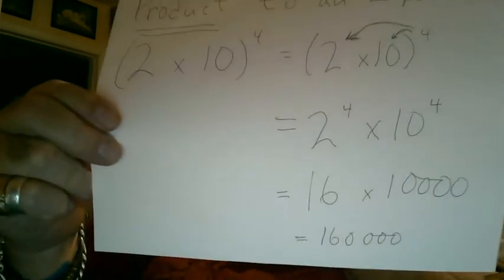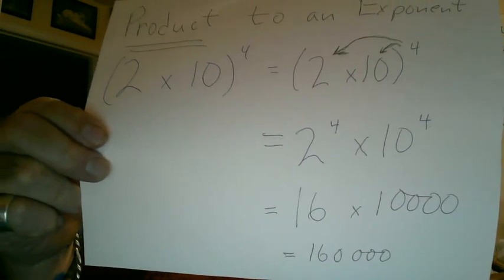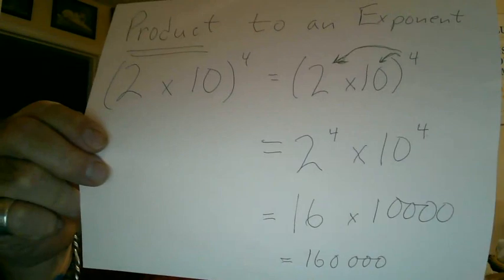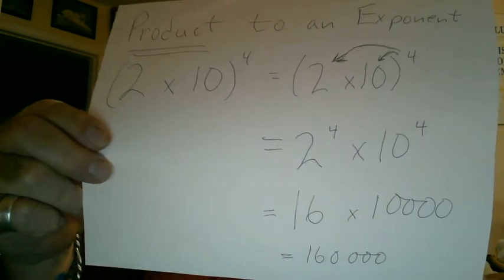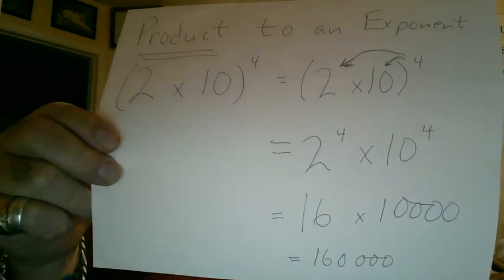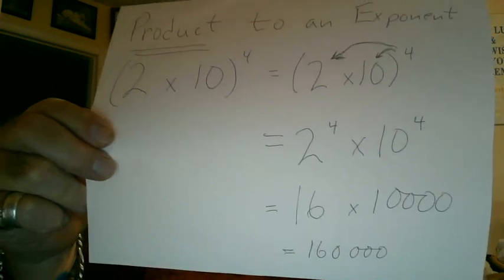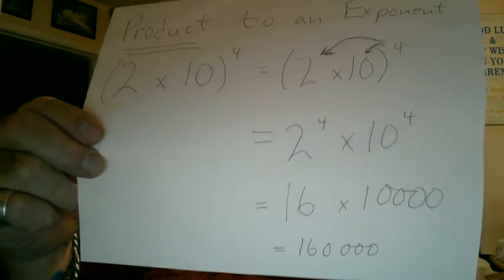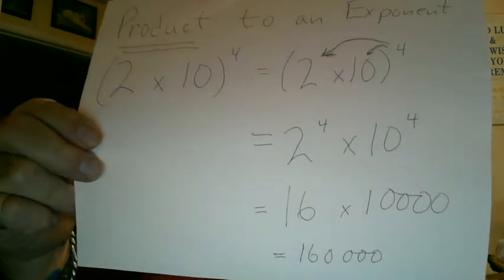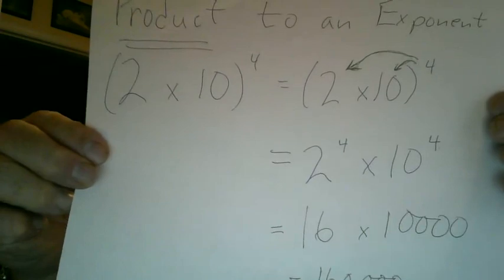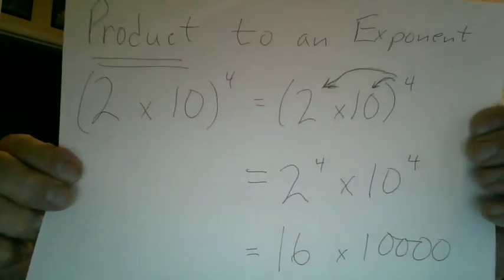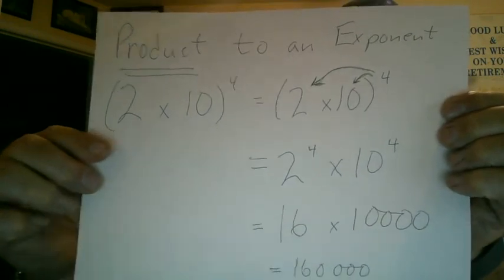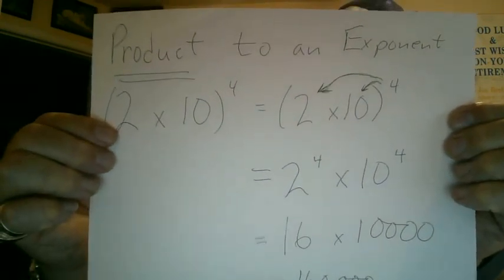Now, whether that's a 2 times 10, a 2 times x, or a 2 times p, the 4 applies itself to everything in the brackets. So it becomes 2 to the fourth power times 10 to the fourth power. That's 16 times 10,000 equals 160,000. So with a product to an exponent, you want to make sure that you have it as the number in the brackets.